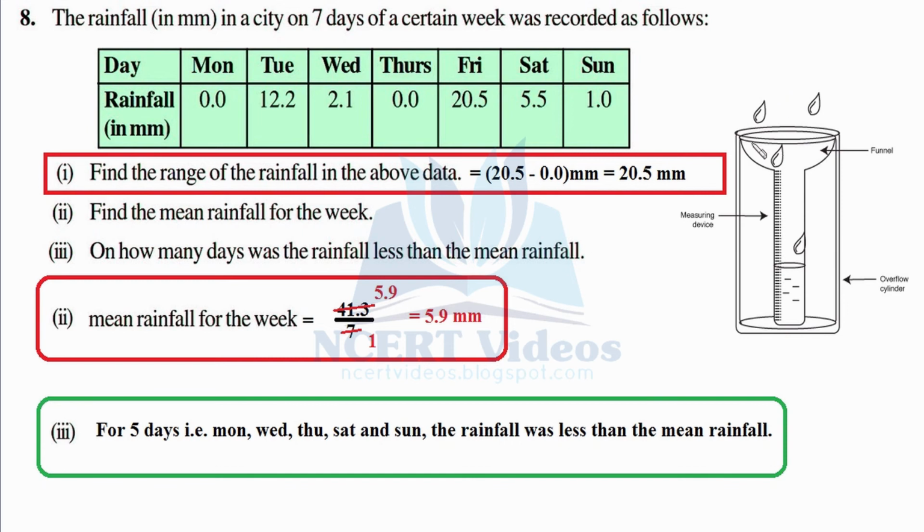So this is the apparatus which is used in order to record how much rainfall took place. So this is the funnel which collects the drop.